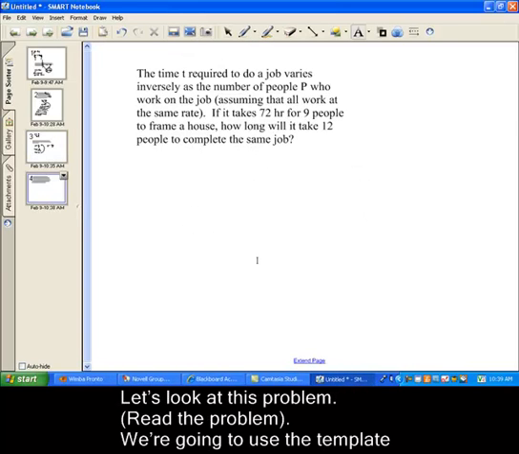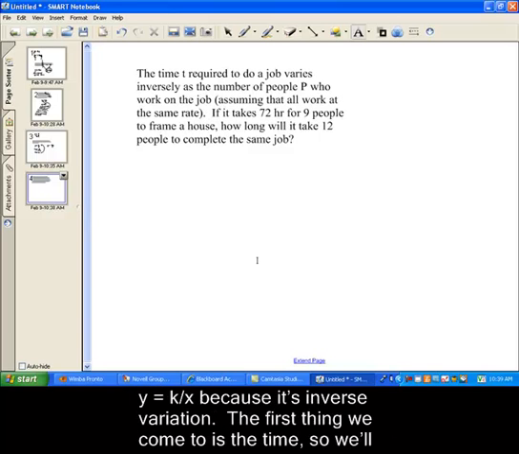So we look at this problem. It says the time t required to do a job varies inversely. There's our key right there. It tells us we're doing inverse variation. As the number of people p who work on the job, assuming that all work at the same rate. If it takes 72 hours for 9 people to frame a house, how long will it take 12 people to complete the same job? We're going to use our template y equals k over x because it's inverse variation.